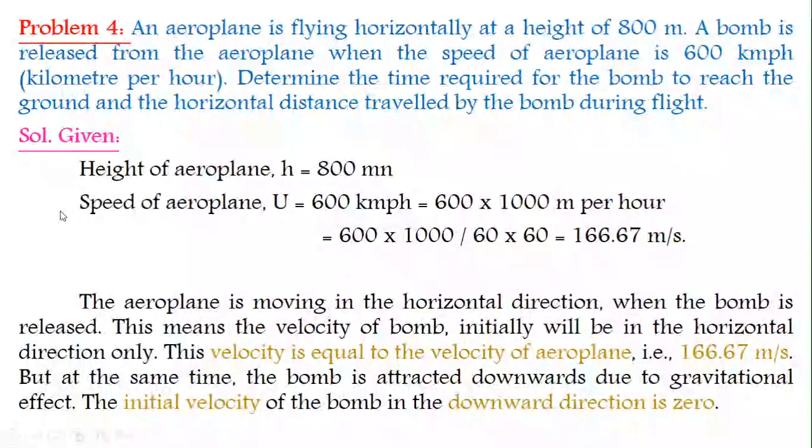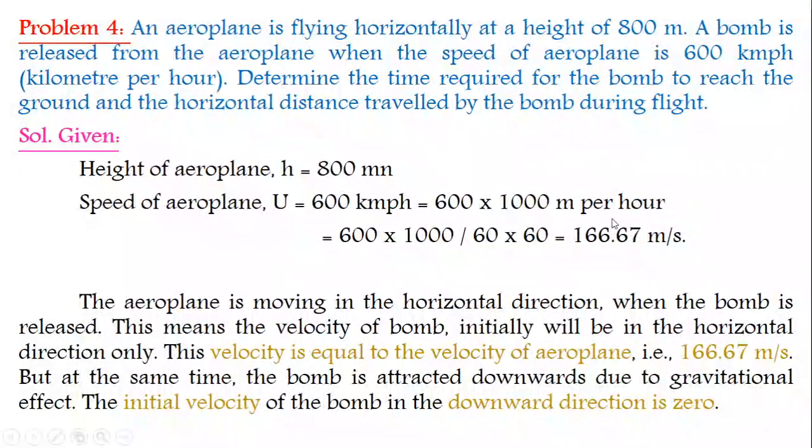The given data: the height of the aeroplane is h equal to 800 meter. The speed of the aeroplane is u, the initial velocity, 600 kilometer per hour. 600 kilometer per hour is converted into meter per second. How to convert? The kilometer is converted into meter: 600 into 1000.